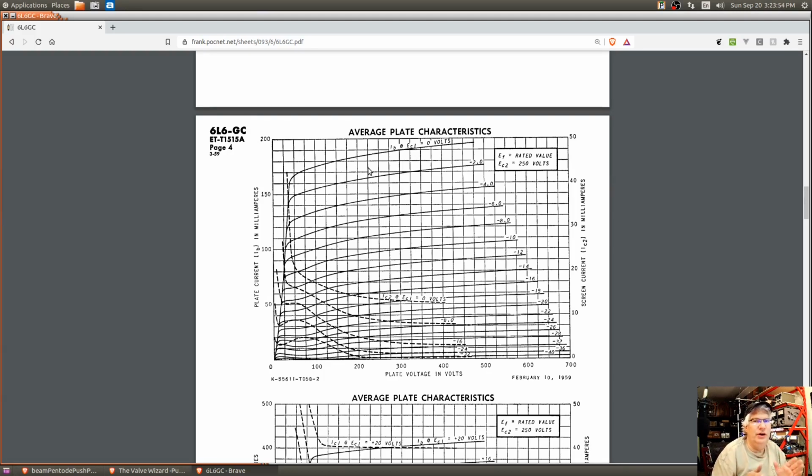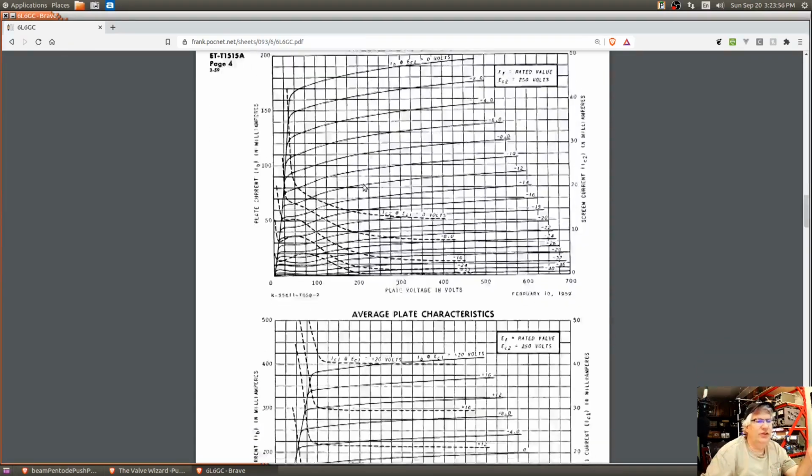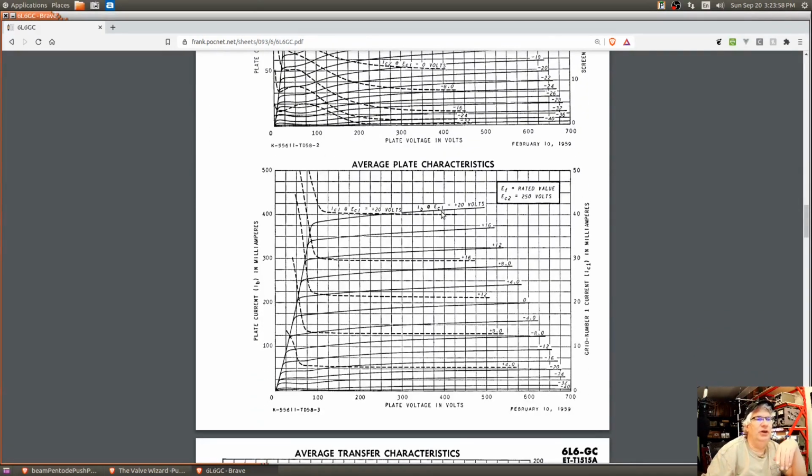You don't want screen current. This next graph down here, EC1 goes up to 20 volts. A lot of these power tubes you can drive positive grid. You can drive positive grid voltage, which means that current flows into the grid, but you have to take care of the output impedance of your driving circuit and be able to handle that.